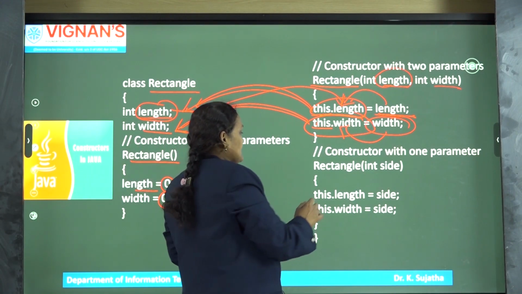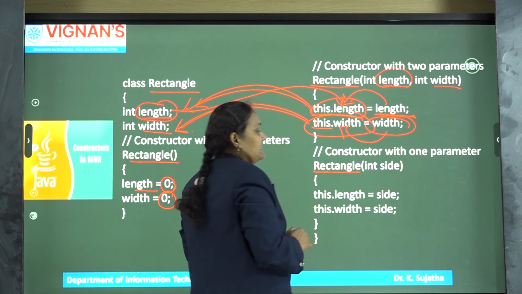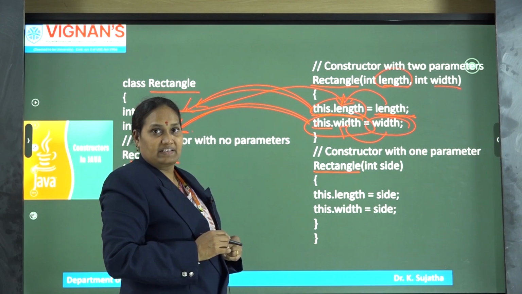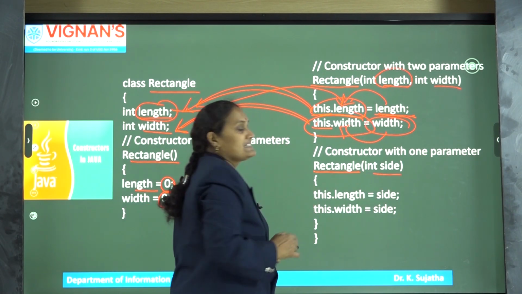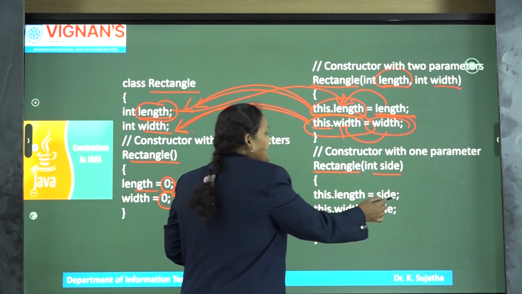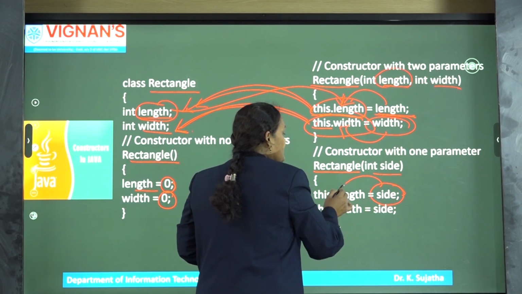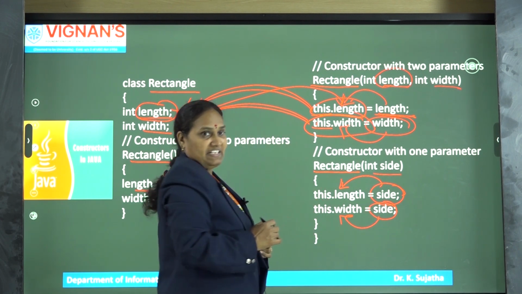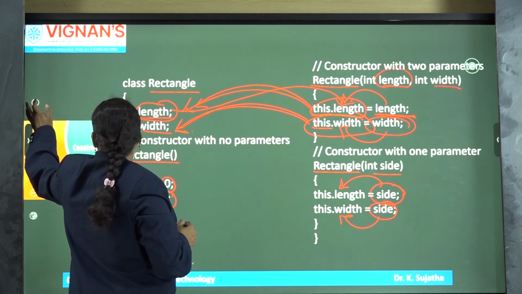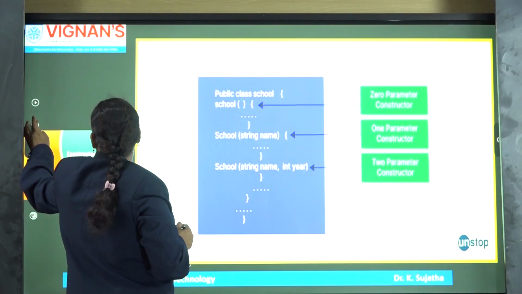Now you can see one more constructor I have created, which takes only one parameter. That parameter is side. Whatever value is present in side can be assigned to length, and the same can be assigned to width. Now see how this can be executed.